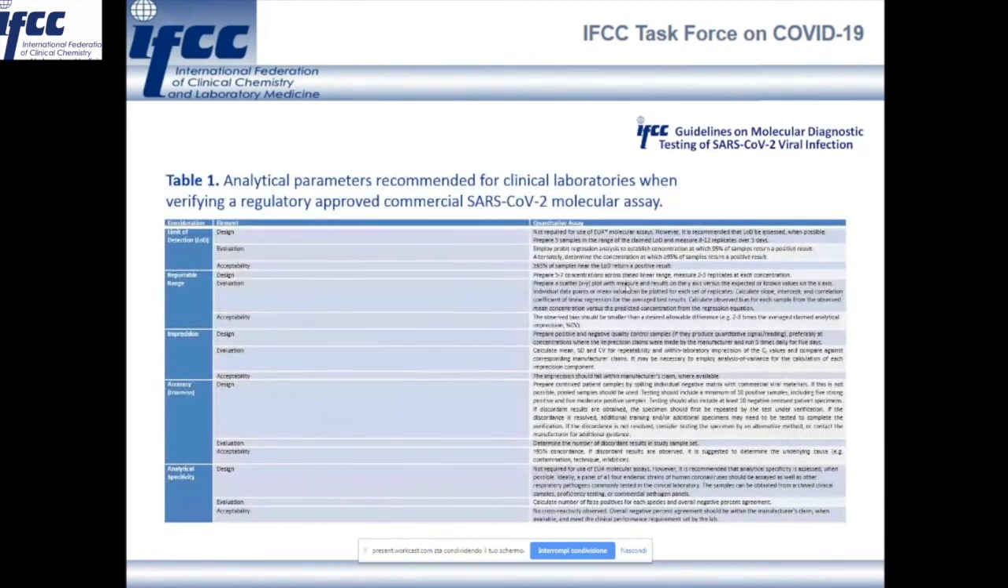I will not go into many details for illustrating the contents of this table, which is available on the IFCC websites and defines the main analytical parameters recommended for clinical laboratories when verifying a regulatory approved commercial SARS-CoV-2 molecular assay.